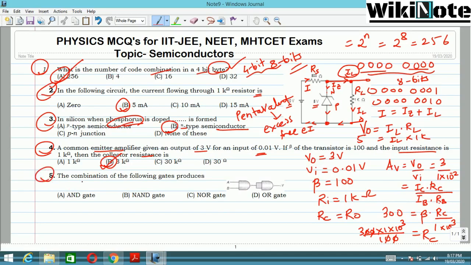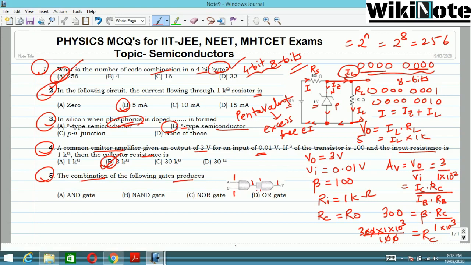Like question number 5, the combination of the following gates produces. Simply apply one logic: 1 into 1, the output is going to be 1. You can see the same input is getting copied to both of these AND gates, and the output of 1 into 1 is 1. Do we have a bubble over here? I'm not sure whether I do have a bubble over there or not. So no bubble. 1 into 1 output is 1, again 1 into 1 output is going to be 1, so it is nothing but the output of an AND gate.